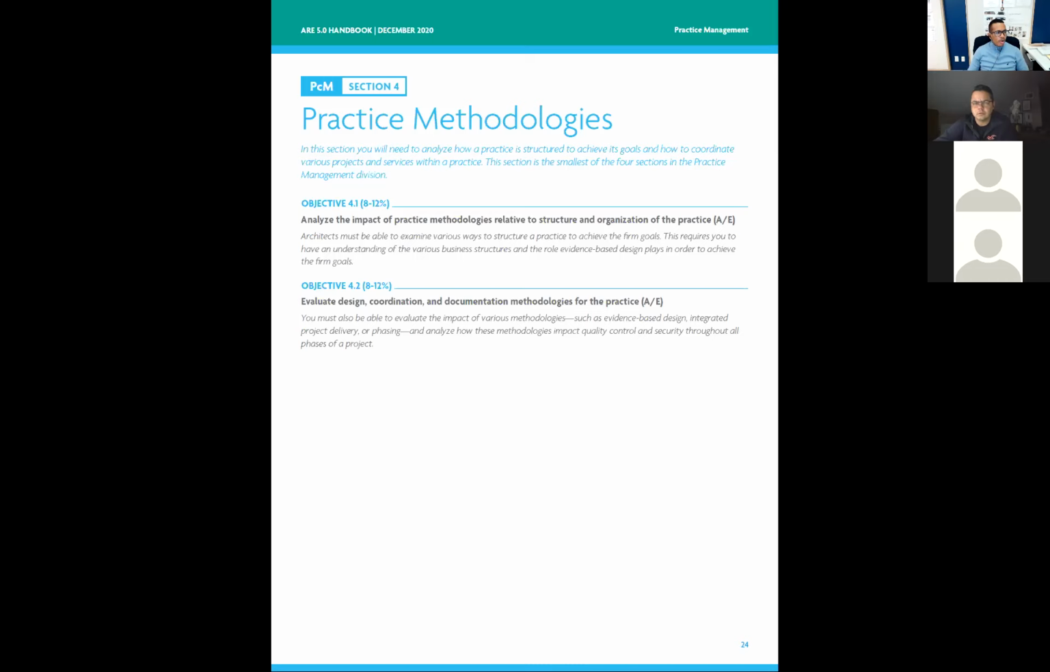Objective 4.2: evaluate design, coordination, and documentation methodologies for the practice. It may be that you have an outside consultant that reviews your drawings. It may be that you have a senior project manager that reviews all of your drawings. It may be that you have some sort of checklist that helps you establish quality control. It may be that you're phasing projects into different stages and things like that. So you may have different ways that you achieve the goals that you want.